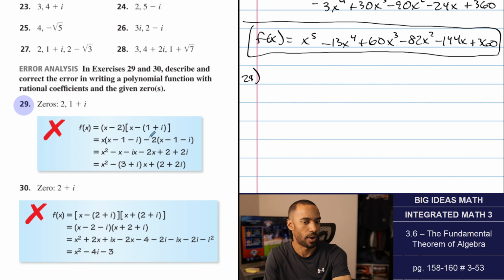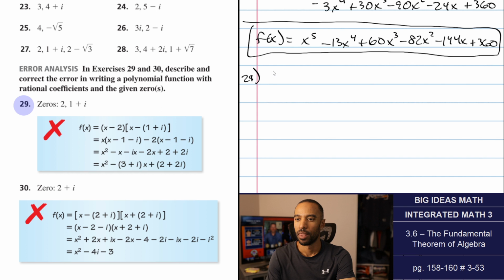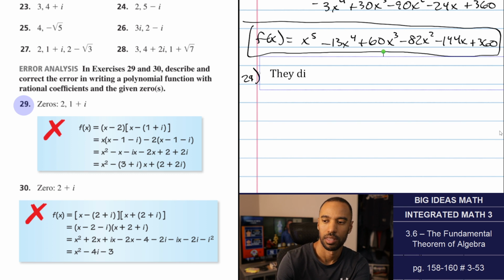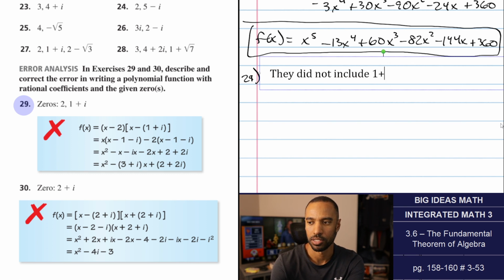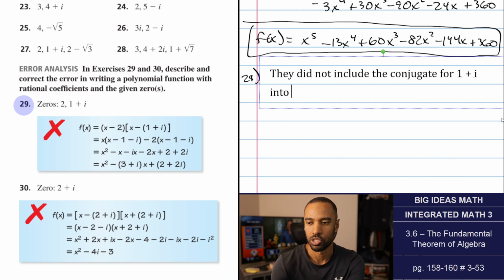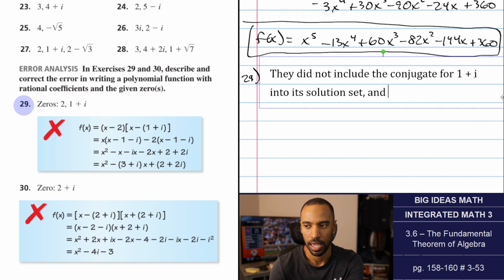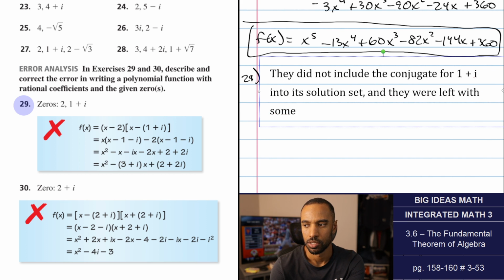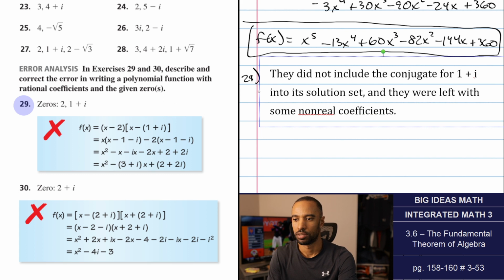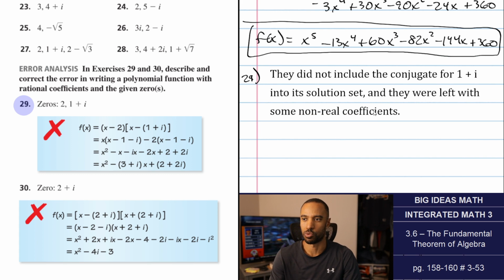Nothing they multiplied is incorrect. They correctly multiplied. They need the minus i here, 1 plus or minus i. So they did not include the complex conjugate of the complex number 1 plus i in its solution set. And they were left with some non-real coefficients. Irrational. Not just irrational, but non-real. That's really the whole goal there.